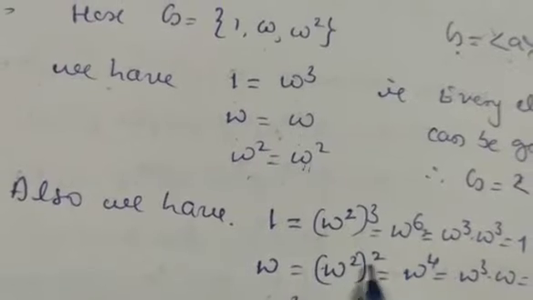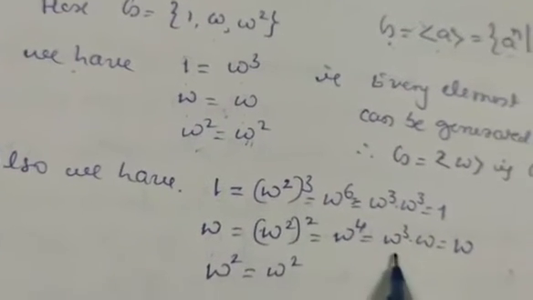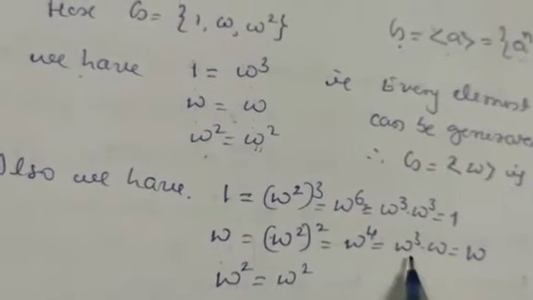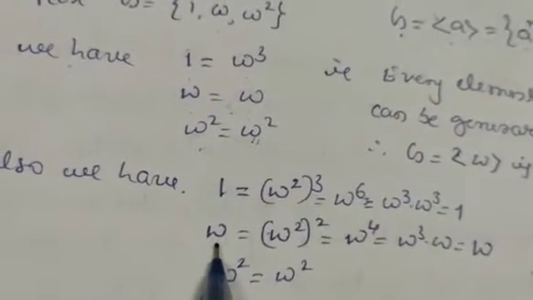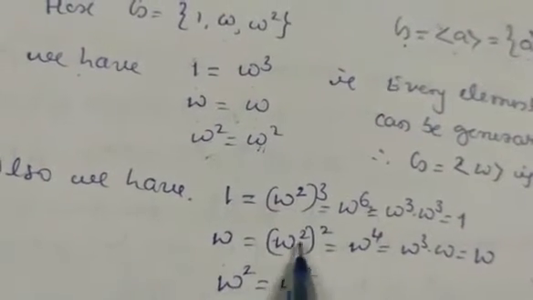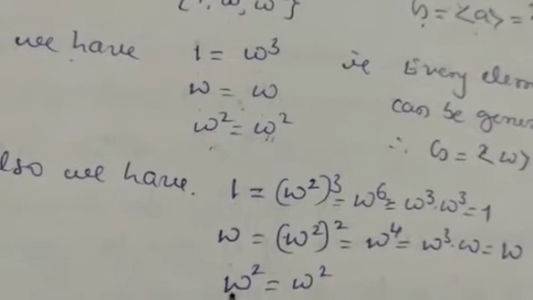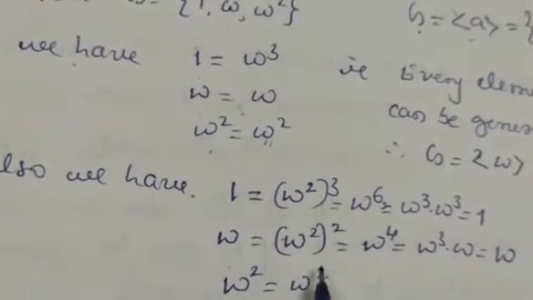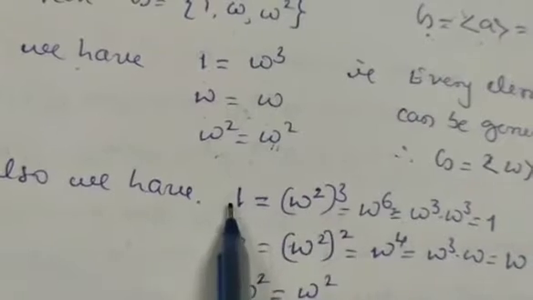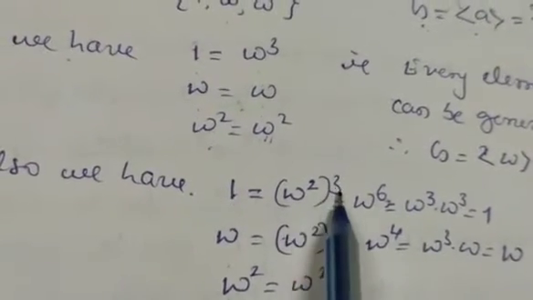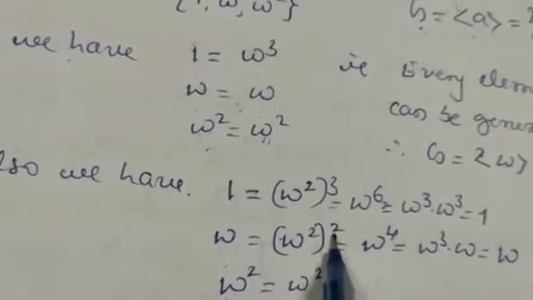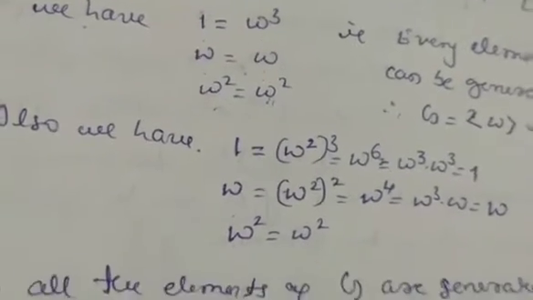Because omega raised to 4 is nothing but omega cube into omega. Omega cube value is 1, and 1 into omega is omega only. So this omega can be written as omega square whole square. And omega square is omega square only. So all the elements 1, omega, omega square can be written as omega square whole cube, omega square whole square, and omega square.